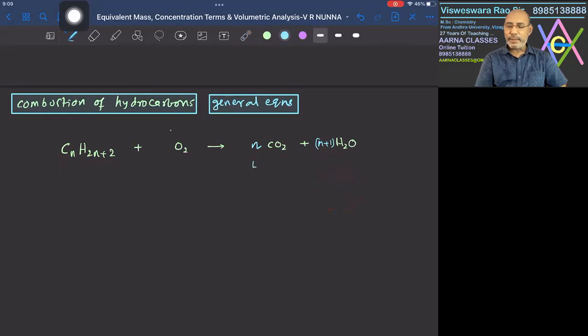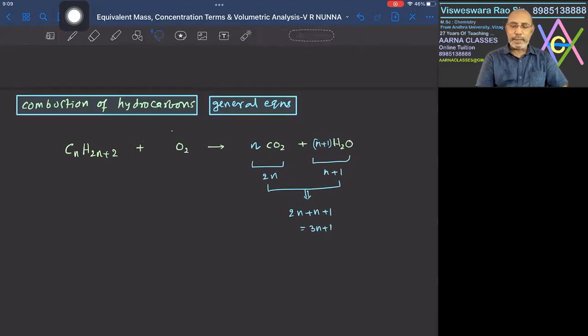To balance the oxygens, count how many oxygens are there. N multiplied with 2, that is nothing but 2N oxygen atoms. And N plus 1 into 1, that is N plus 1 oxygen atoms. So the total number of oxygen atoms is 2N plus N plus 1, which equals 3N plus 1. So 3N plus 1 oxygen atoms are there.